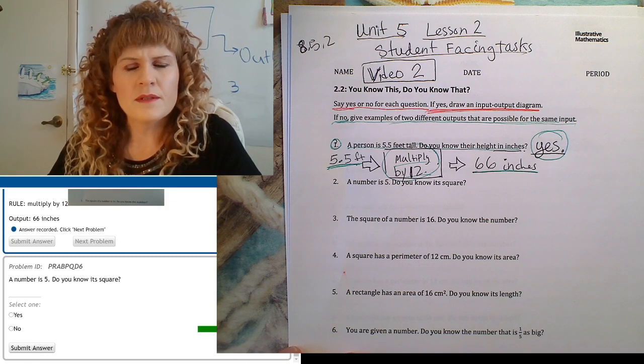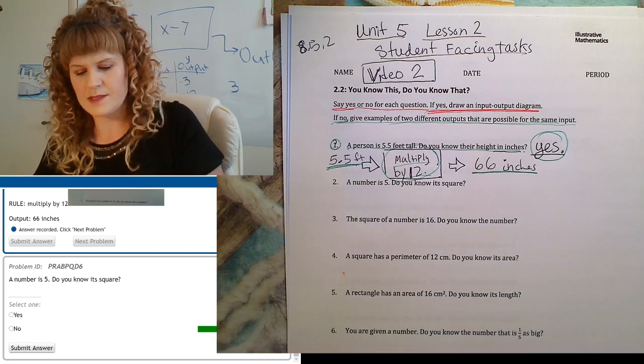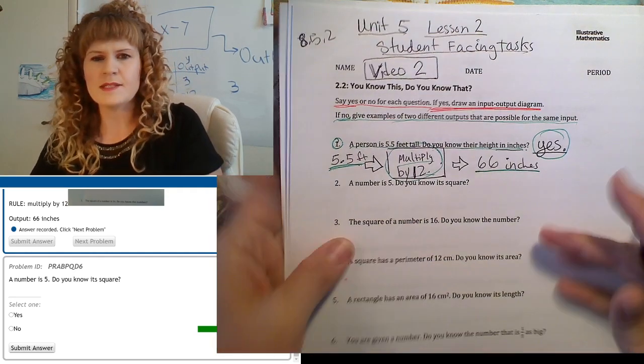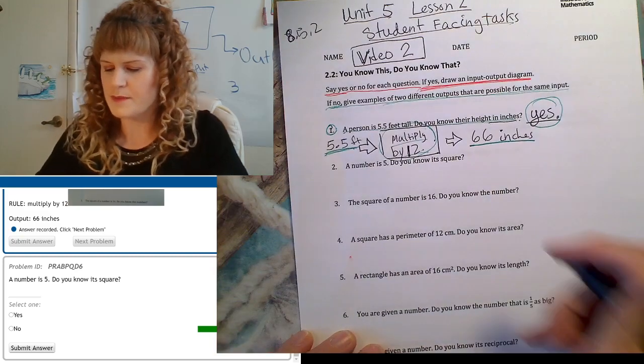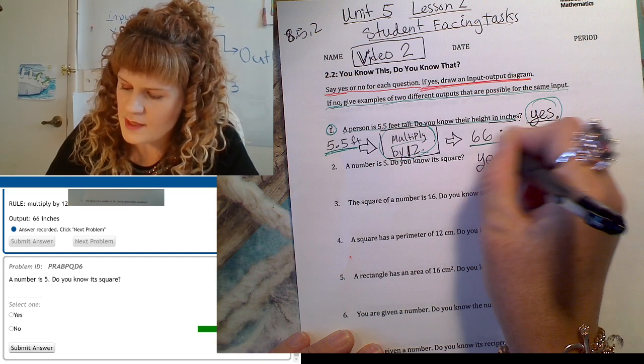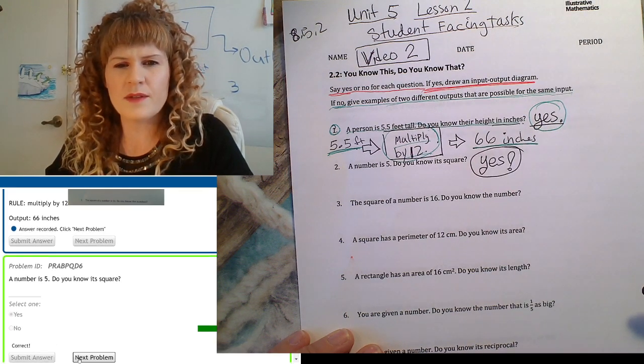A number is 5. Do you know its square? Yes, I do. That's easy. To know its square, I just multiply by itself. So yes, my answer is yes. Click yes and go to the next problem.